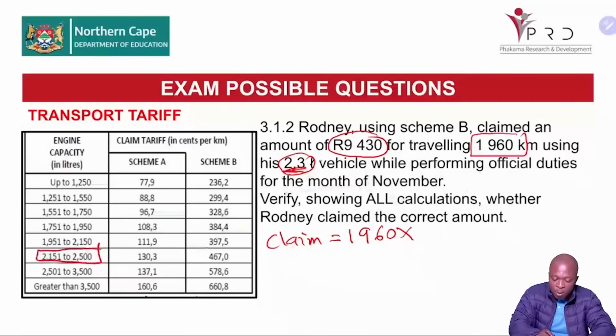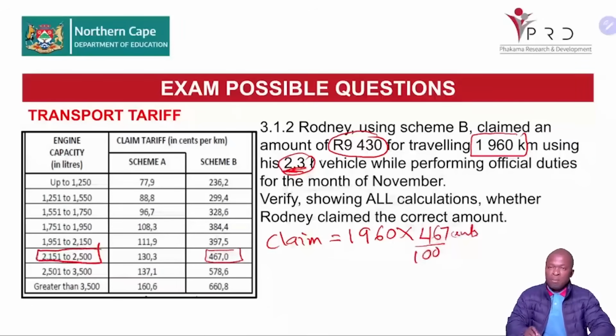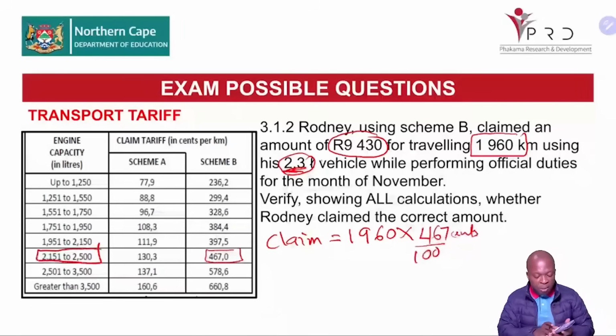Okay, so we are going under scheme B. So our amount is 467. We're going to divide it by 100 because this was cents. So let's try and find out how much Rodney was supposed to have claimed.